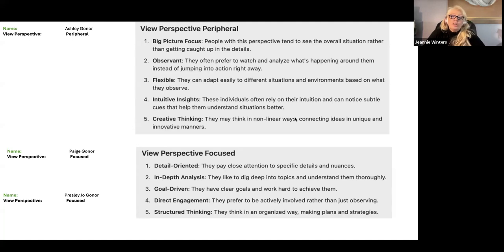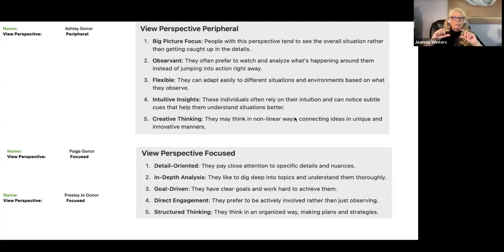So both of your daughters are focused, detail oriented. They pay close attention to specific details and nuances, in-depth analysis. They like to dig deep into topics and understand them thoroughly. They are goal driven. They have clear goals and work hard to achieve them. Direct, enhanced engagement. They prefer to be actively involved rather than just observing. Again, this is a different perspective. This is not the other ones.